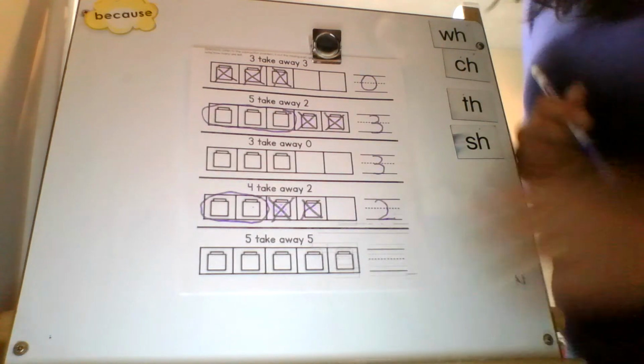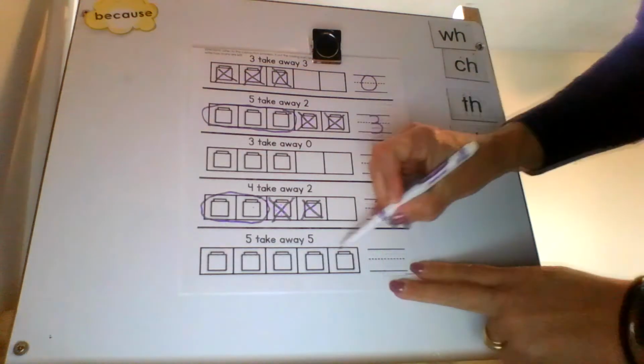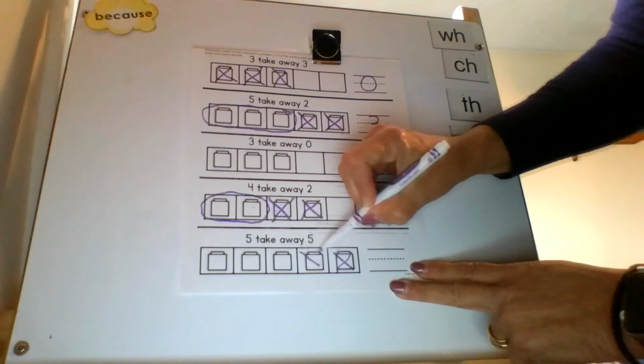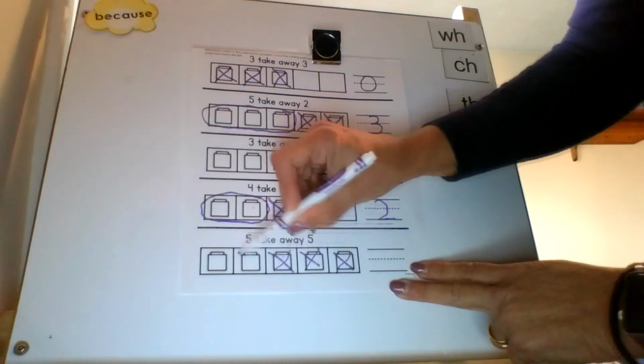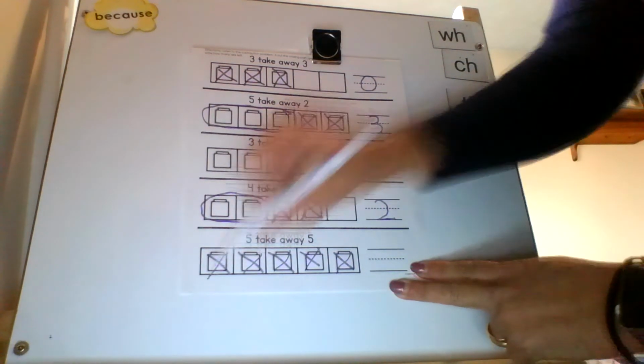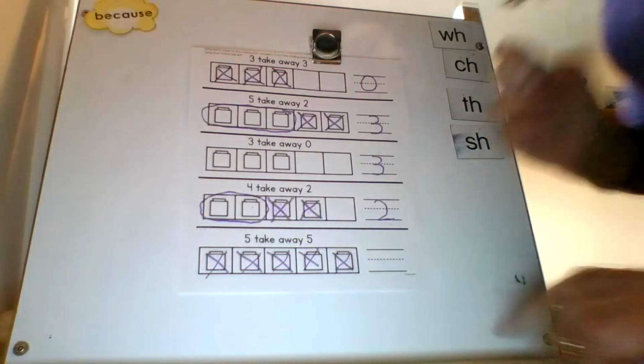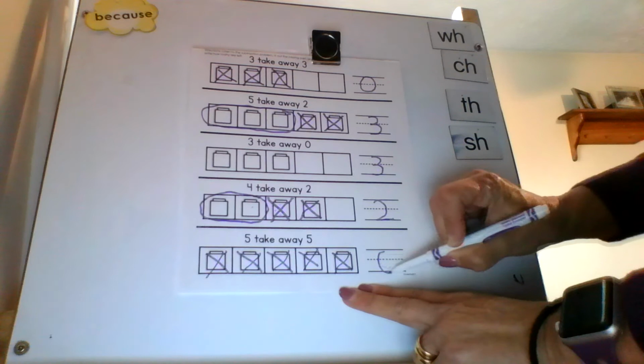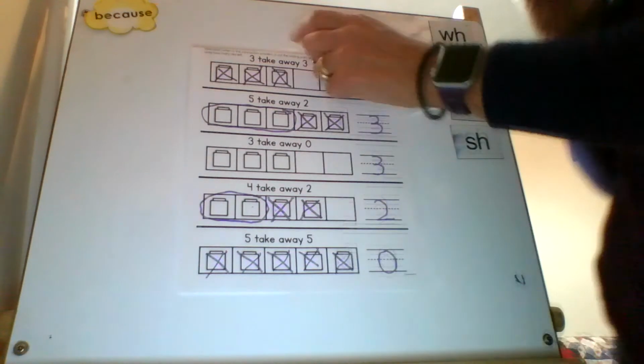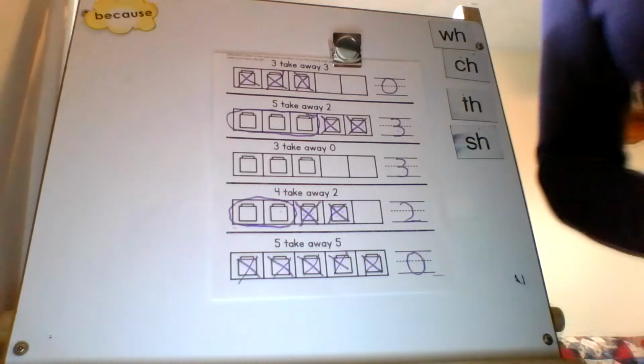And how many are we taking away? Yeah, we're taking away 5. 1, 2, 3, 4, 5. How many do I have left? I don't have any left. 0. I took all of them away. I took them all away.